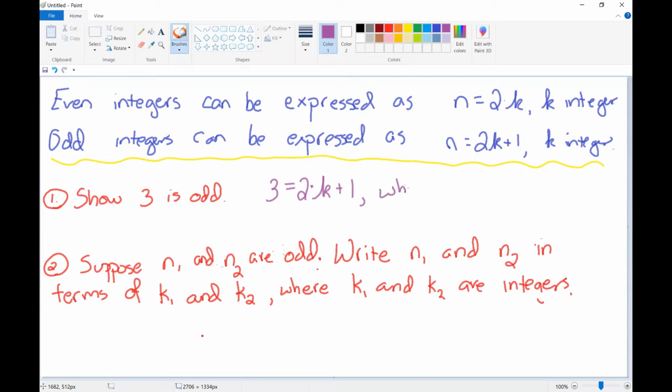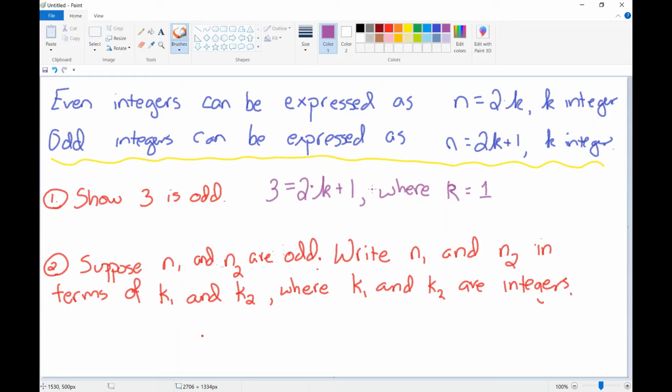Well, what integer should we choose? Well, let's see. If k equals 1, that'll do the trick. I'll make my k's look alike, right? Because 3 equals 2 times k equals 1 plus 1, that equals 3. Therefore, I've shown 3 is odd using the definition.